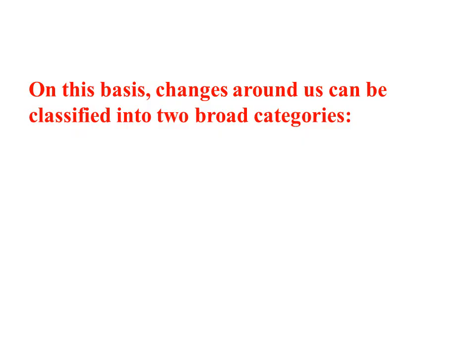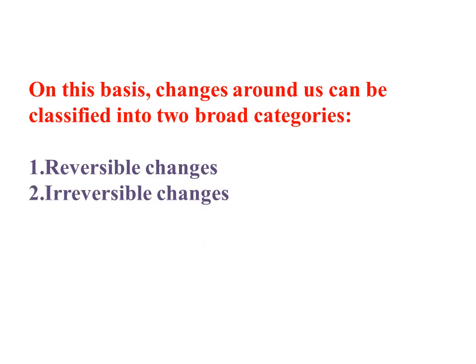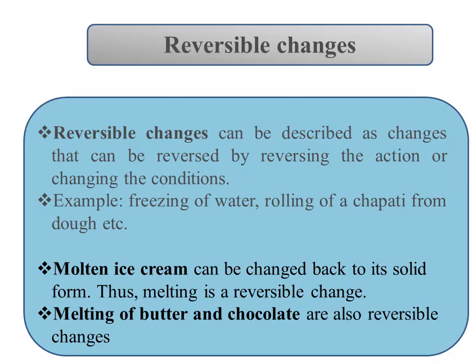Next, on the basis of changes around us, they can be classified into two broad categories. First is reversible changes, second is irreversible changes. Today we are going to discuss only reversible changes. So what are reversible changes? Reversible changes can be described as changes that can be reversed by reversing the action or changing the condition, meaning that they can be undone or reversed.